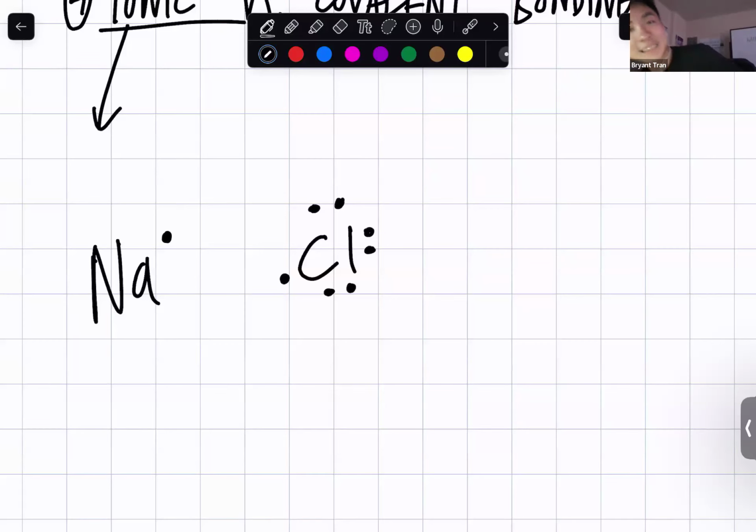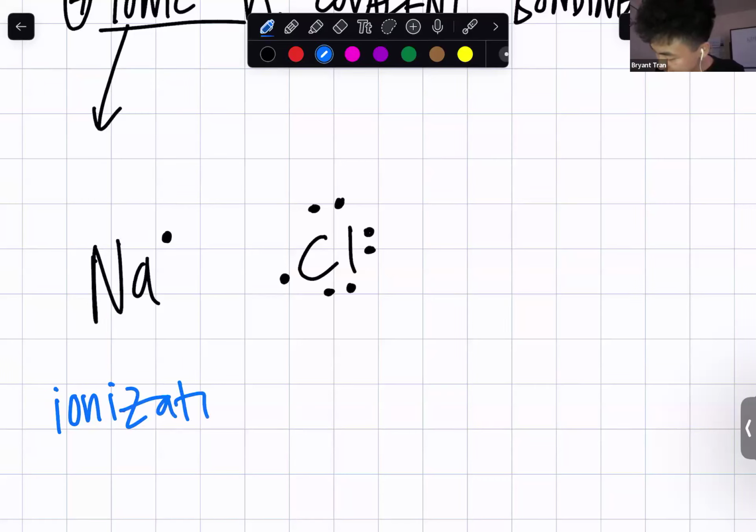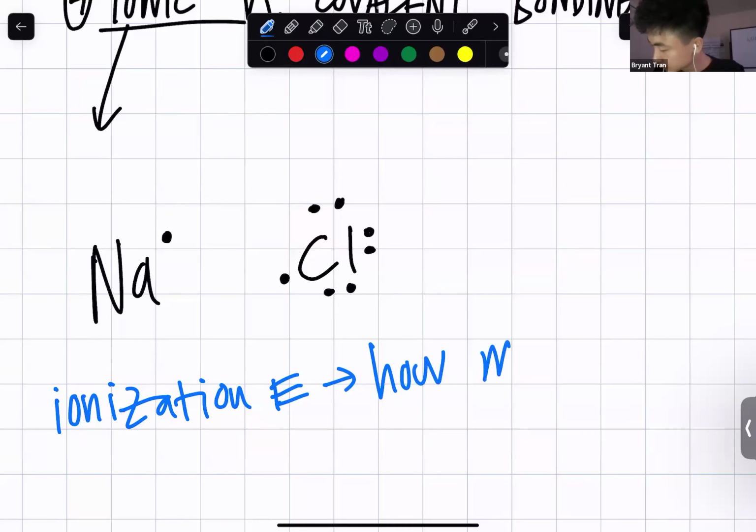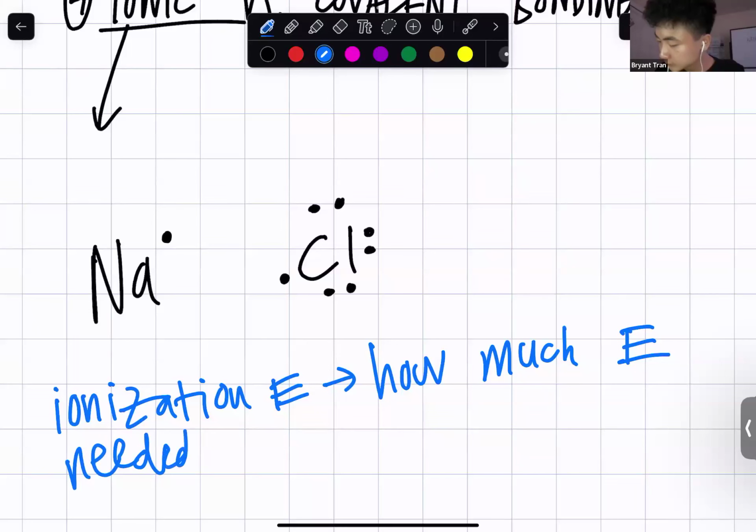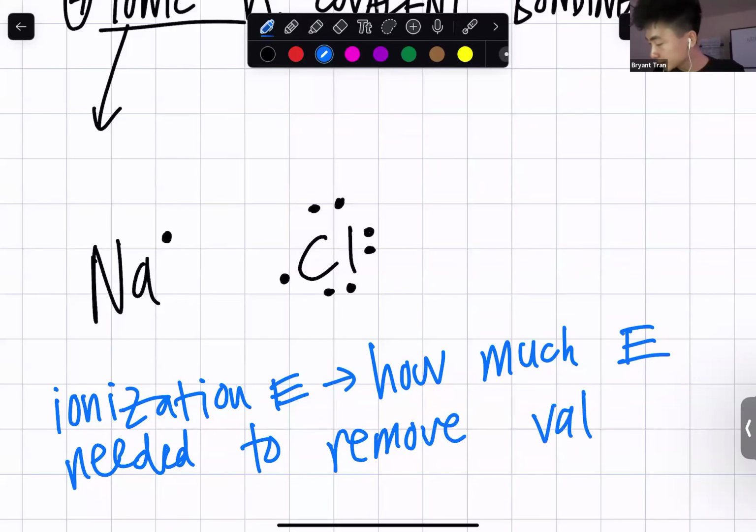Do you remember ionization energy from general chemistry? Not really. That's okay. So ionization energy is how much energy is needed to remove a valence electron, right?